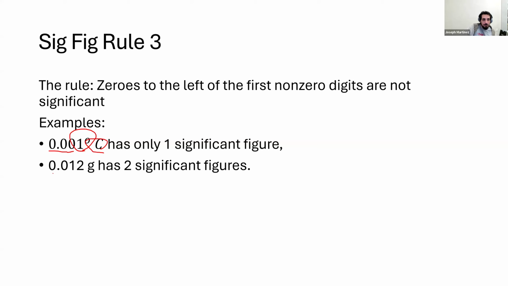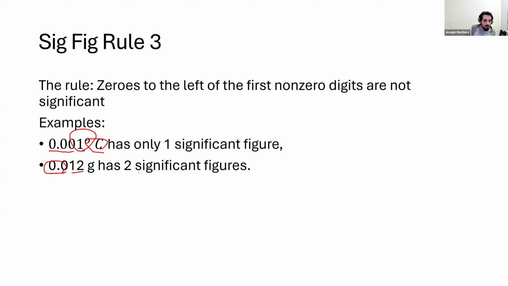We look at the next one, right? 0.012. We have 1, 2 being significant by rule 1, right? Rule 1 tells you non-zeros are significant. And then this first 1, well, that's the first non-zero digit. So everything to the left of it, all the zeros leading it, are non-significant. So what does this have? This has 2 significant figures because it has leading zeros. So only the 1 and 2 are significant. Okay. Well, that tells us about leading zeros.